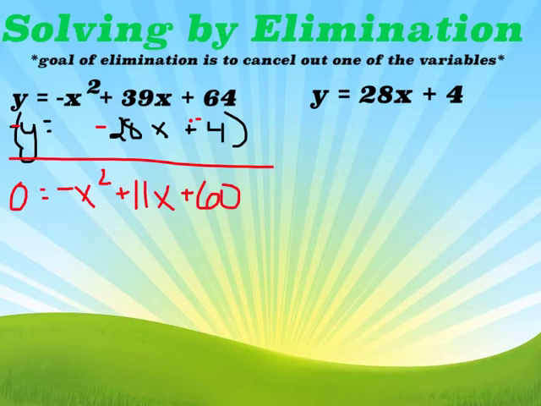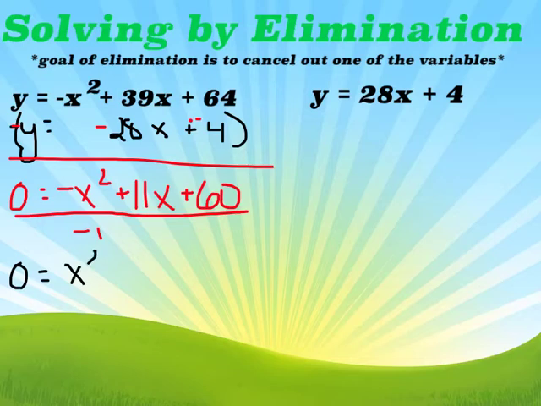Now, I'm no good at factoring when I have a negative out in front, so I'm going to divide my entire equation by -1 to get rid of the negative in front of my x squared. When I do that, 0 divided by -1 is 0, -x squared divided by -1 is just positive x squared, 11x divided by -1 is -11x, and 60 divided by -1 is -60. So this looks like something that I'll be easily able to factor in order to solve.